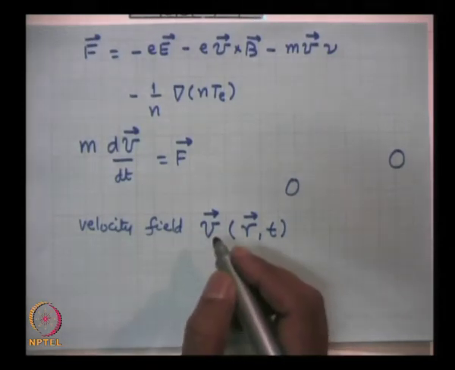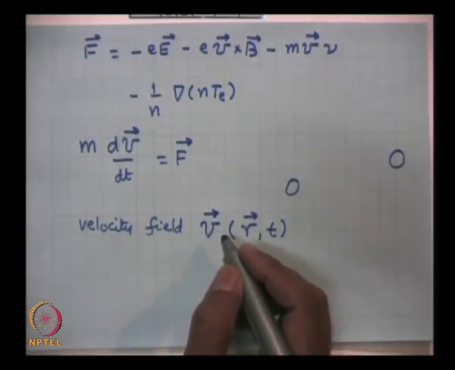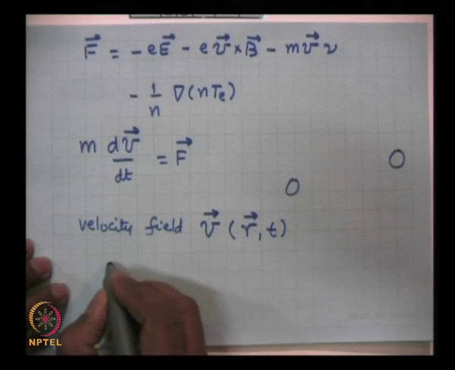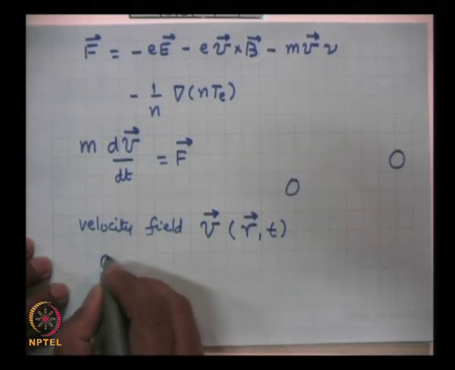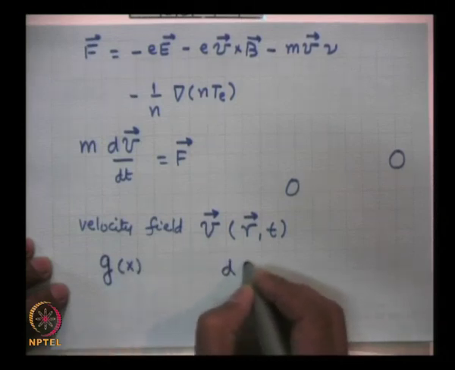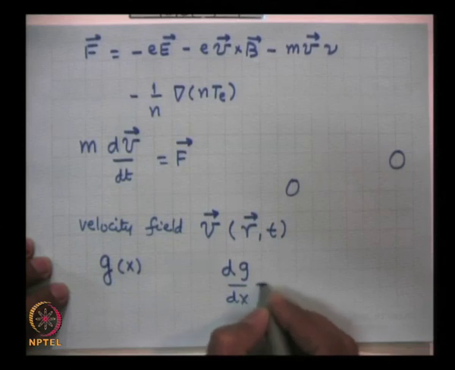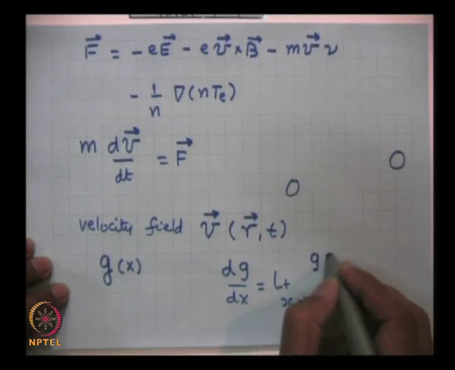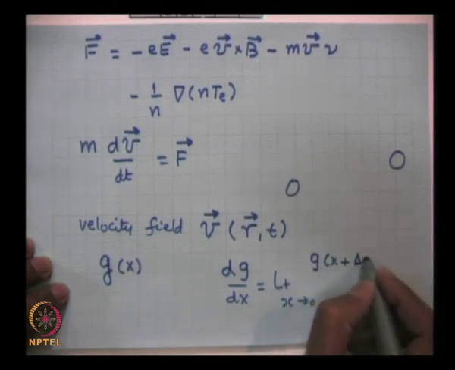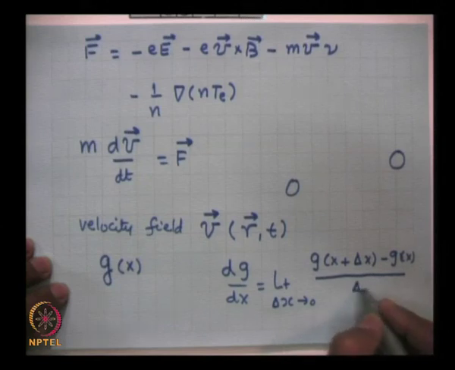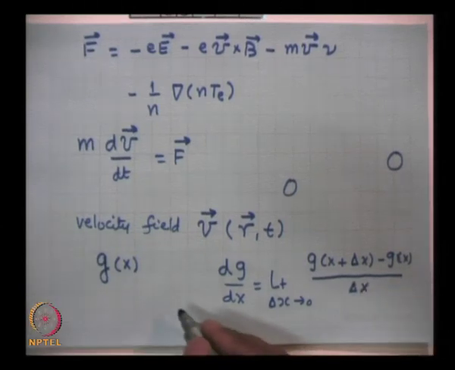If you have a function which depends on one variable, then you can define the differential coefficient of that function. Simply, suppose there is a function, say g, some function of x, then we define dg by dx as the limit delta x going to 0 of g at x plus delta x, minus g at x, upon delta x. This is the definition of the differential coefficient of a function of one variable.